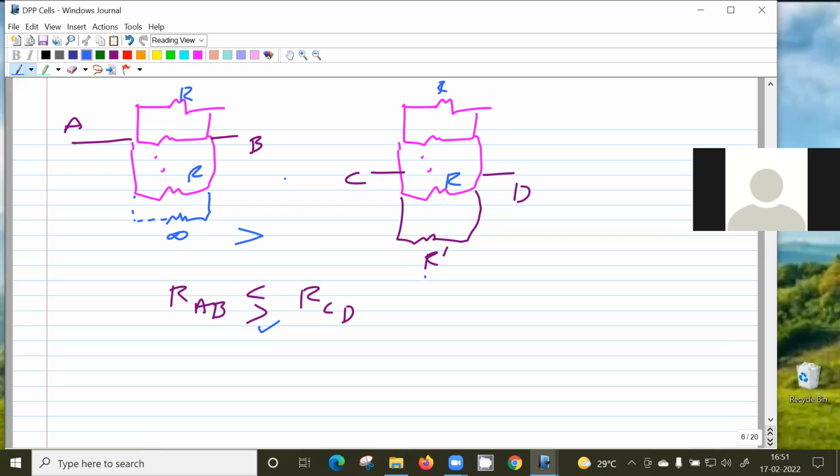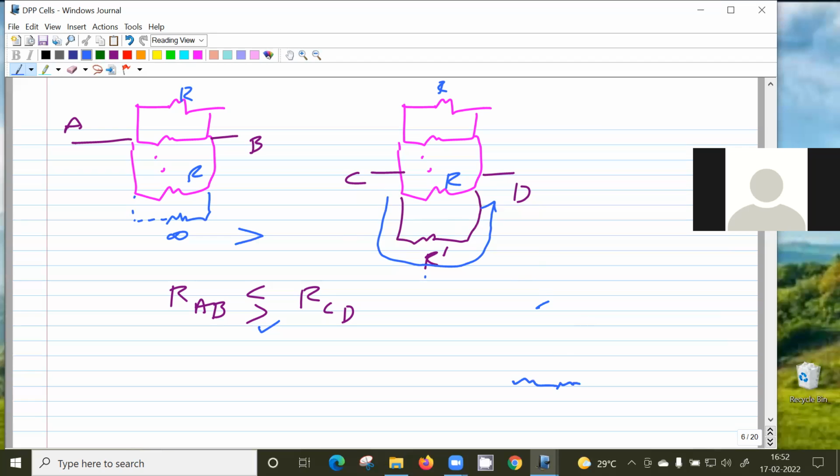Another way to understand is, going from C to D, there is one extra path here. Whatever paths are there for AB are the same here, but for CD there is an additional path. So when you have an additional path, the resistance for the current going from C to D is reduced. So in parallel connection, as you add more resistances in parallel, the effective resistance will go down. In series, it's opposite.